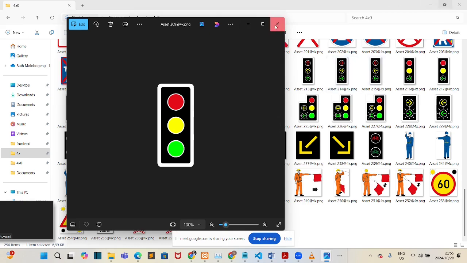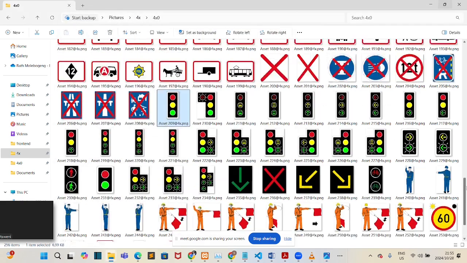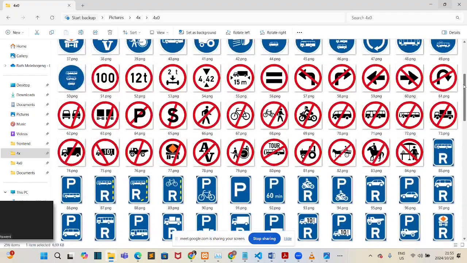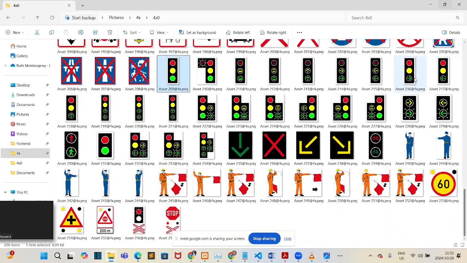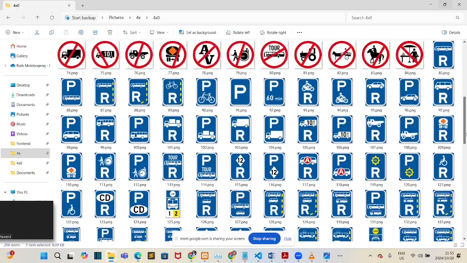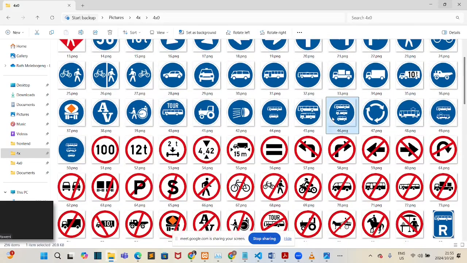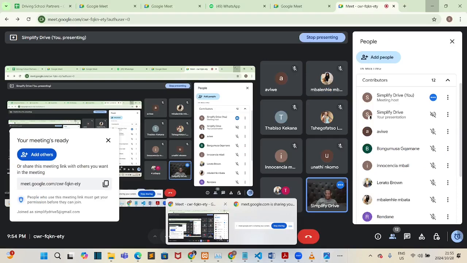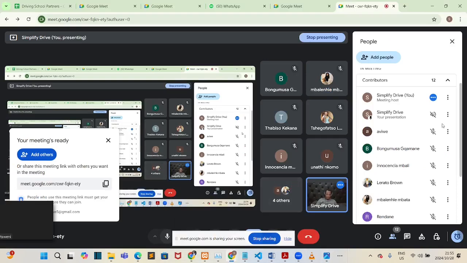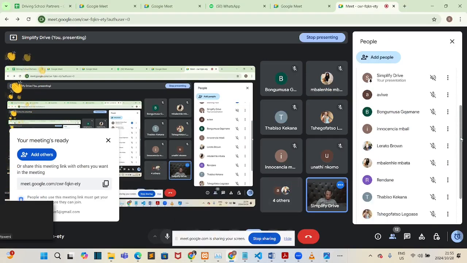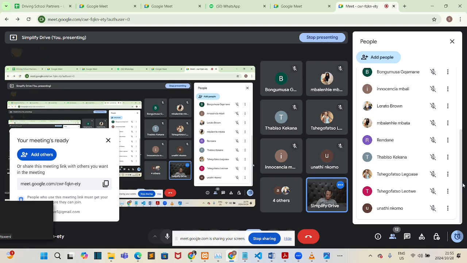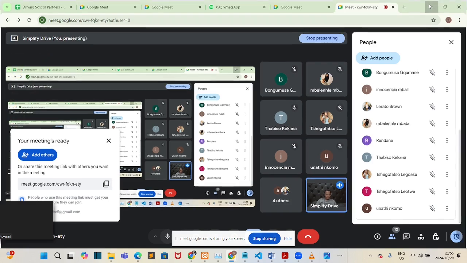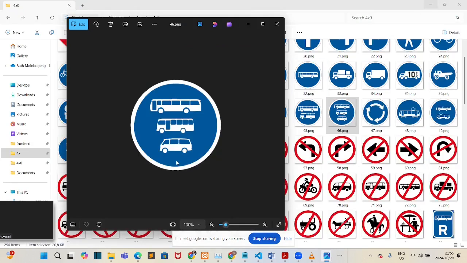Next, let's see. You are given this command sign. Let me see where it is. Oh, that one. All right, you are given this command sign. Let's see who I am picking for that. Zero, the new one, right?